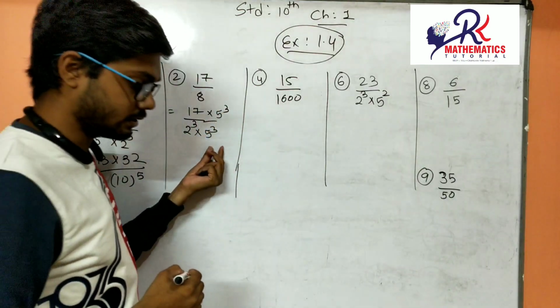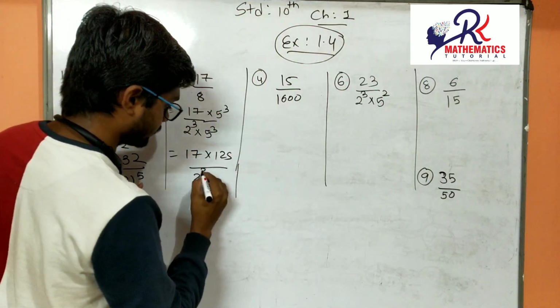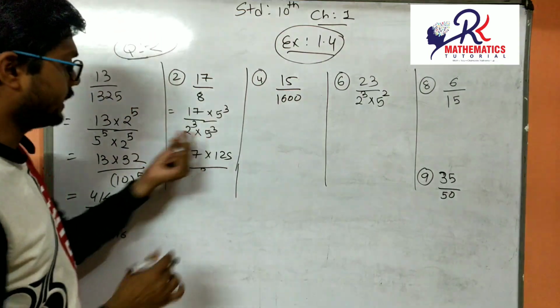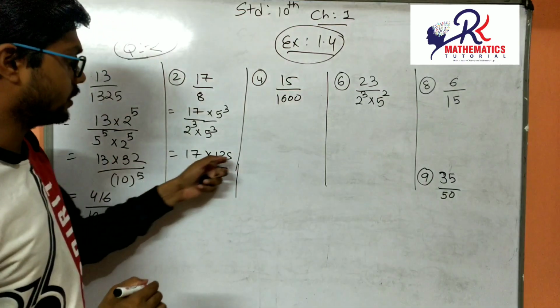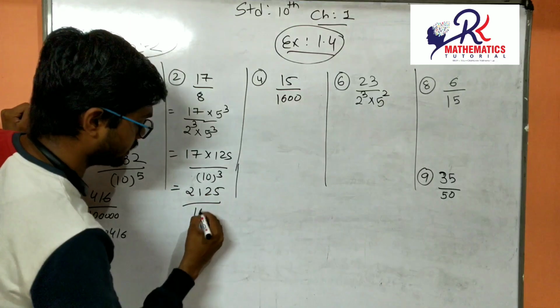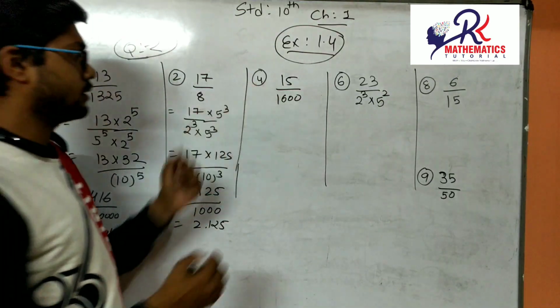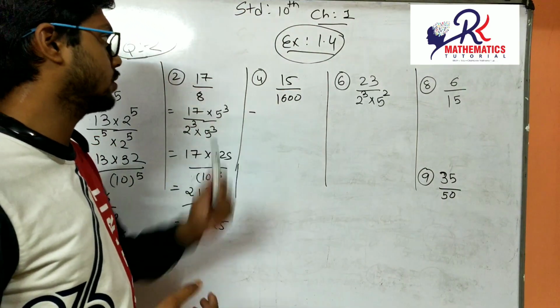Now 5 power 3 is 125, and here 2 into 5 is 10, so we can write 10 power 3. Now 17 into 125 is 2125, and 10 power 3 is 1000, so it is 2.125. Now the third question is non-terminating, so we do not take it, we have to take the fourth one.